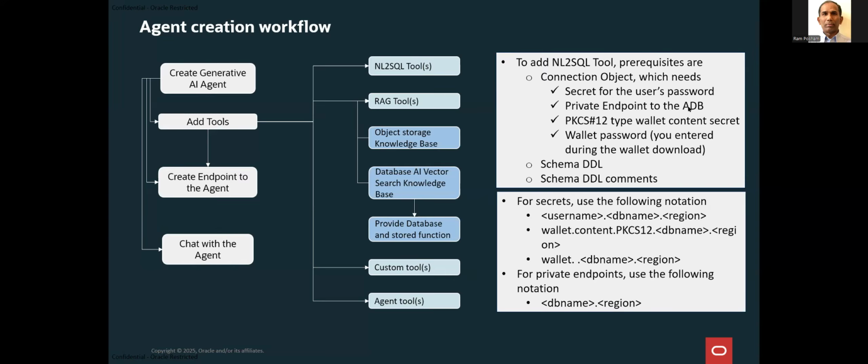So in this demo, I'm going to be using an autonomous database. First I will create an autonomous database, then I will create an endpoint, and I'll create a user secret. And of course, I'm going to be downloading a wallet. I'm going to be using the wallet for creating the connection. And while creating the tool, in addition to this connection, I also have to supply the schema DDL against which I'm going to be querying.